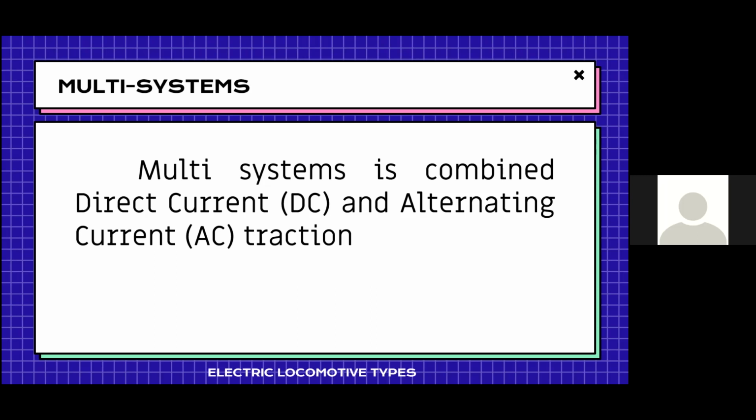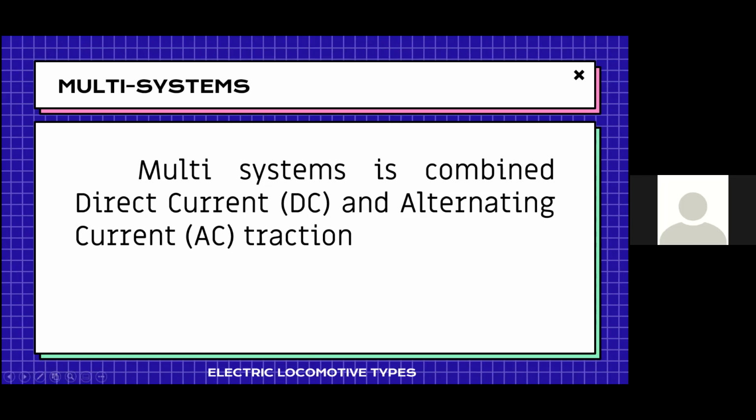Parang mas tipid siya kasi pag yung mga station, short distance lang, pwede ka munang DC na low lang yung power na ginagamit. Pero pagka medyo malayo na, pang long distance, pwede siyang mag-shift ng AC. So, mas tipid siya. Hindi sayang yung power na ginagamit.